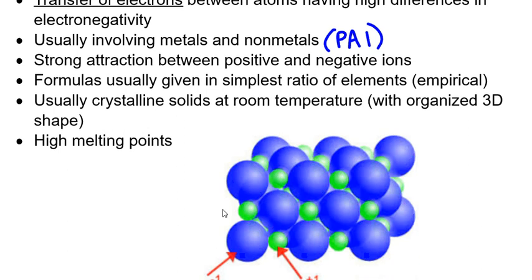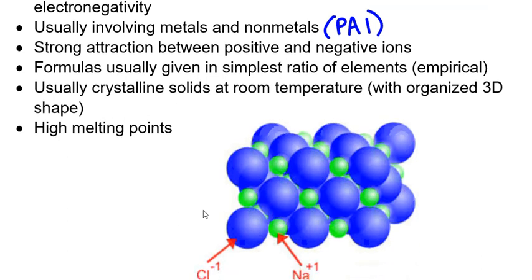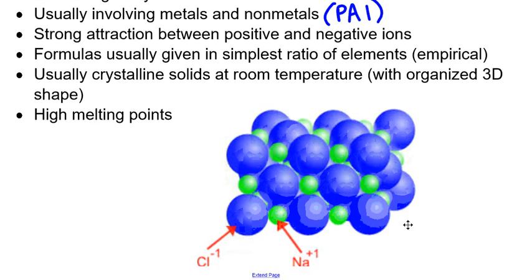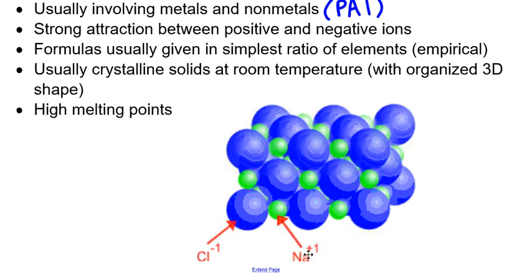They usually have a simple empirical ratio that they're expressed by because they form these large crystal solids. So anytime you look at table salt, this is what you're looking at. The simplest unit for that is 1 sodium and 1 chlorine, but this is the overall. They generally have high melting points because of those strong electrostatic attractions. And again, they like to make these crystalline structures that just depend on their ratio.